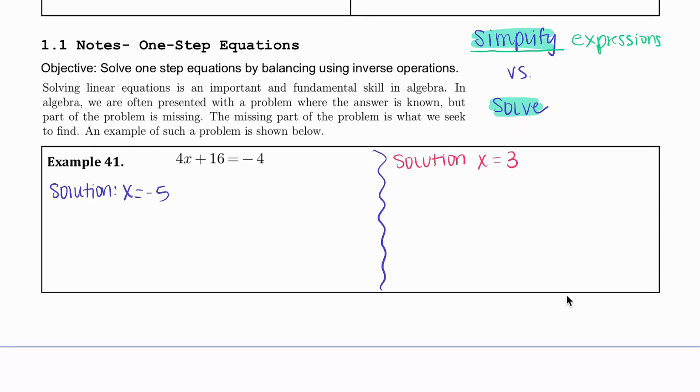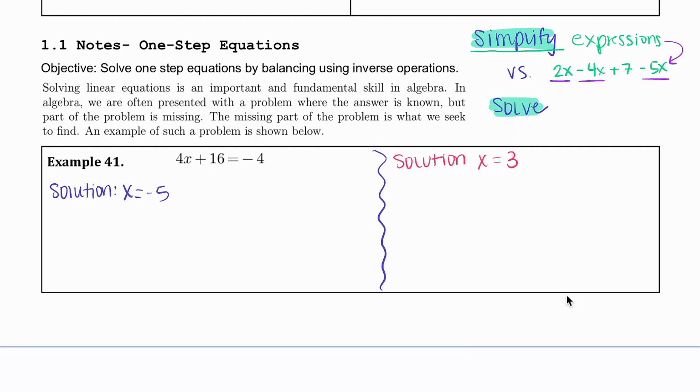For example, if I give you 2x minus 4x plus 7 minus 5x, we can't solve this because we don't have an equal sign. We don't know what this expression is equal to, but we can simplify. We can combine our like terms. So that is simplifying. And an expression is something like this. We do not have an equal sign. We don't know what the entire expression is equivalent to.